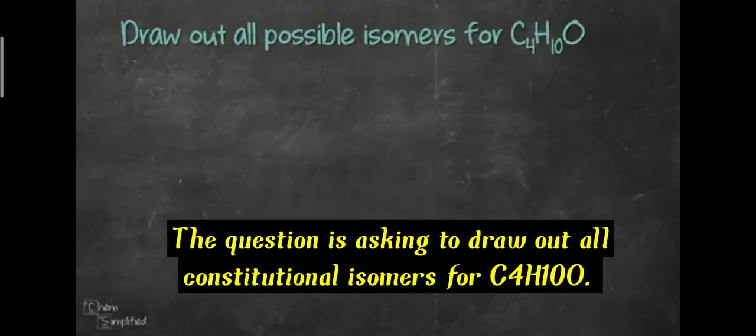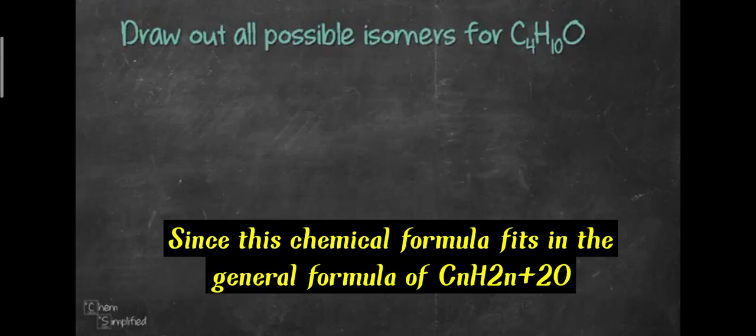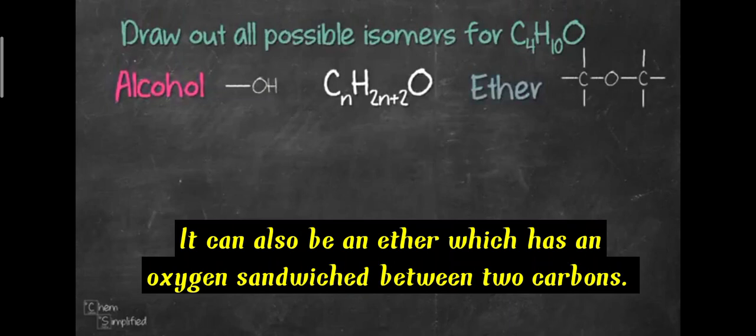The question is asking to draw out all constitutional isomers for C4H10O. Since this chemical formula fits the general formula CnH2n+2O, that means C4H10O can be an alcohol, which has an OH functional group. It can also be an ether, which has an oxygen sandwiched between two carbons.